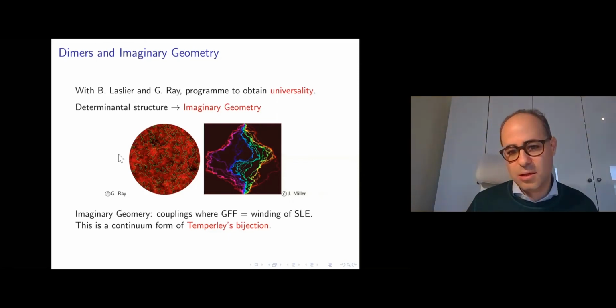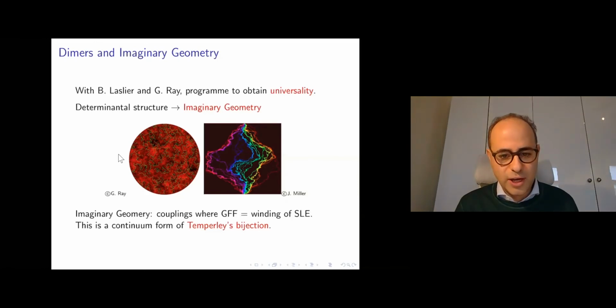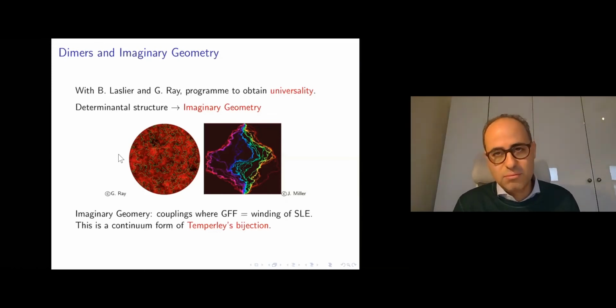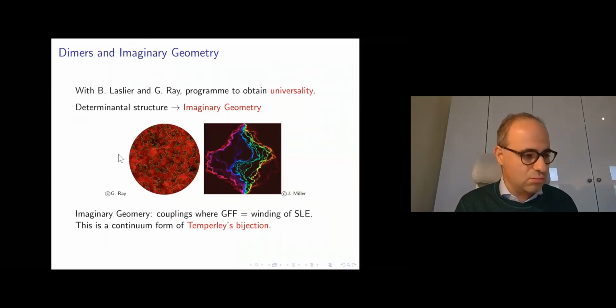And what I'm going to try and explain is a set of tools really that we've developed. I think it's probably today one of the most versatile methods to try and obtain convergence for the height functions in the dimer model to their scaling limit.